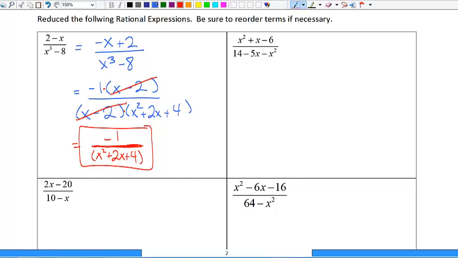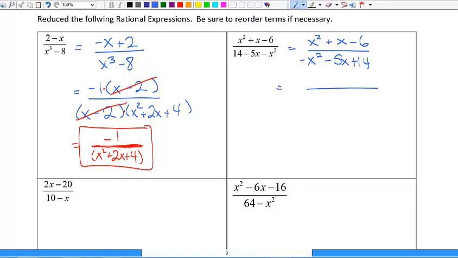On the next problem, we have a lot of things out of order in the denominator. We prefer our x squareds in the front, and then our x's, and then our numbers. My exponents want to go in decreasing order. So if I put the denominator in more standard form, that gets me negative x squared in the front, minus 5x, plus 14.